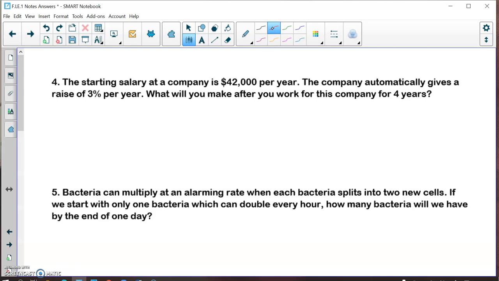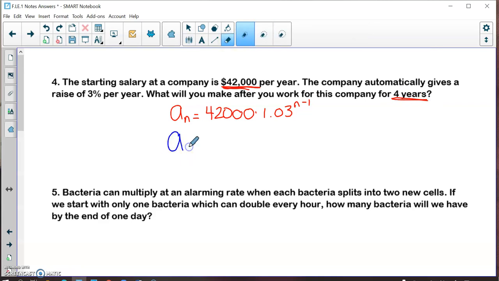So a reminder with this one, I have A of n is equal to 42,000 times 1.03 to the n minus 1 power. This is your first term, 42,000. That's also what you made in year 1. So the term number matches the number of years that you have been working at the company. So if you've been working at the company for 4 years, we want to find the 4th term. So we're going to put 4 in for n.